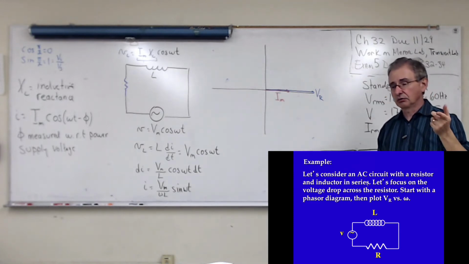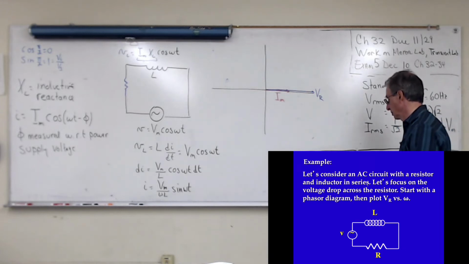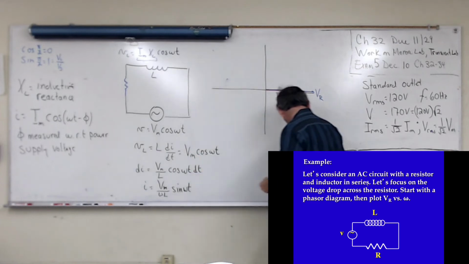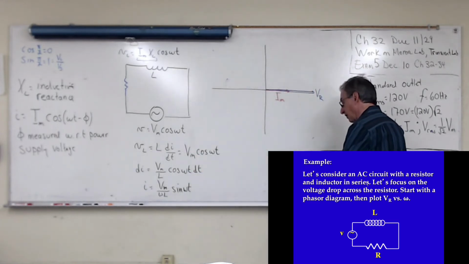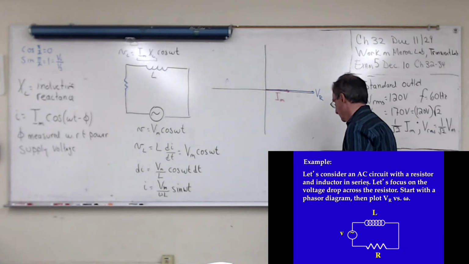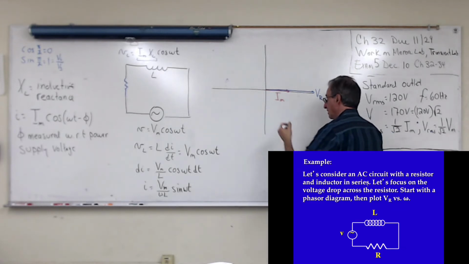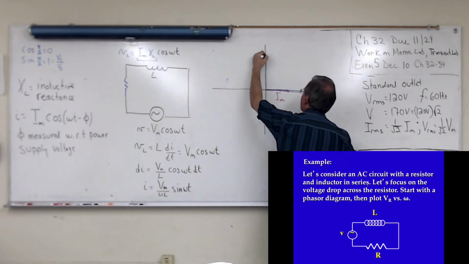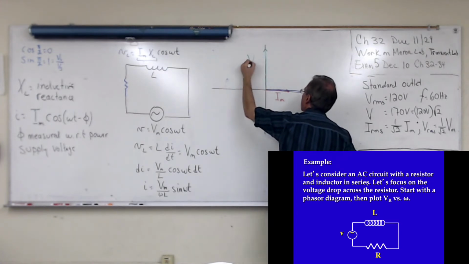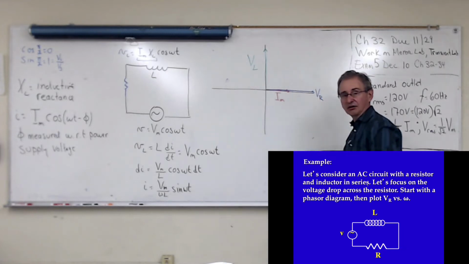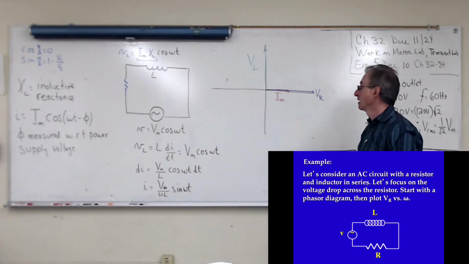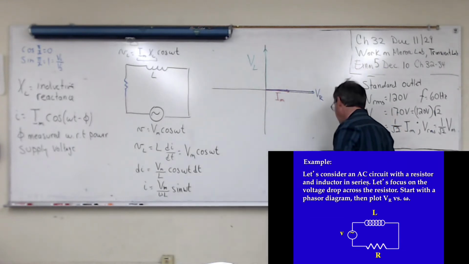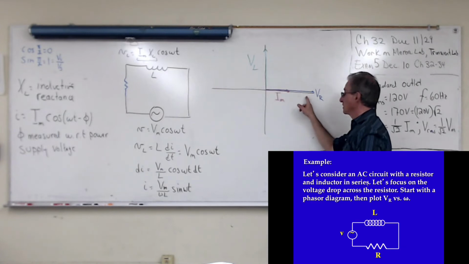I also know that the voltage across the inductor is ahead by 90 degrees, and I'm running out of colors. Let me know if you can see green, if it's too faint. Can you guys see that okay? It's hard to tell the color apart, but we can see it. You can see it? Okay. I'm trying to make them different colors. And so that's V sub L, that's V sub R.